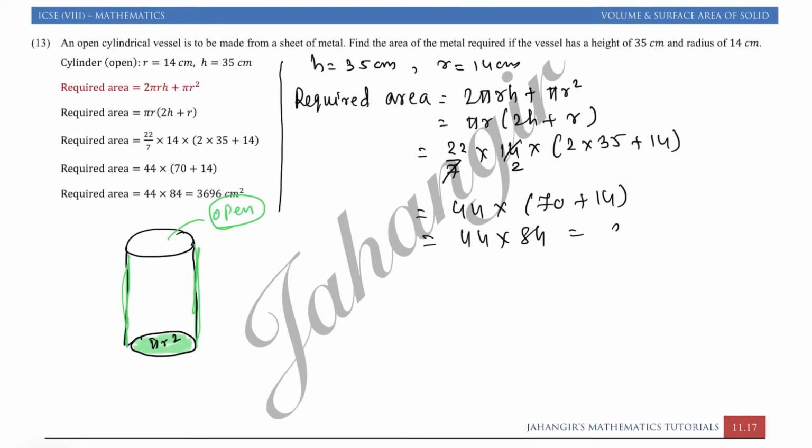Just multiply. 3696 centimeter square. This is the area required. This is the metal's area required.